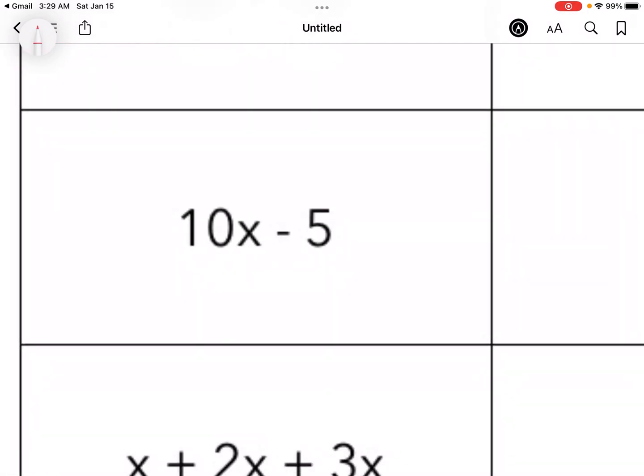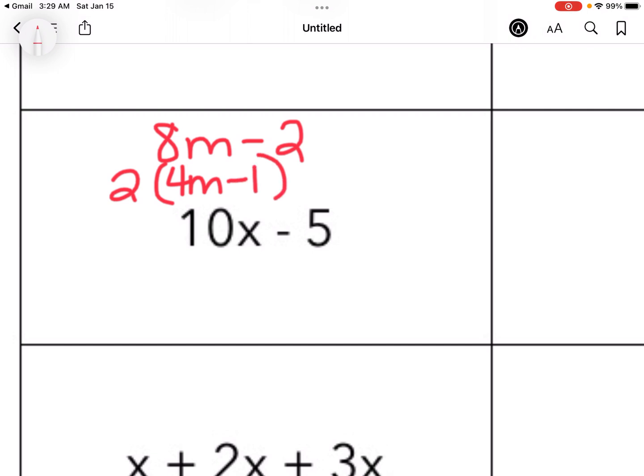For this one, I'm looking at what do they have in common. So I could do an example like 8m minus 2. Okay, so 2 would be their greatest common factor, so I'd pull the 2 out. 2 times 4m is going to give me 8m. So 2 times negative 1 is going to give me negative 2.